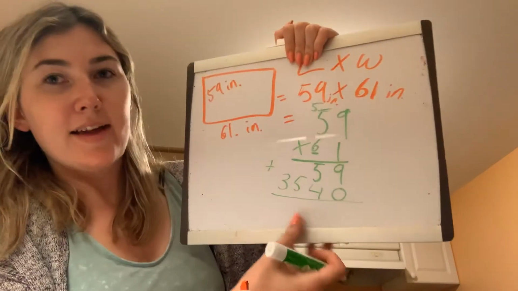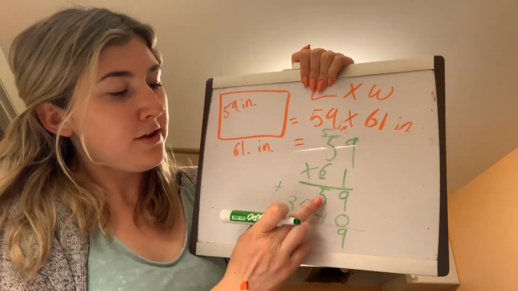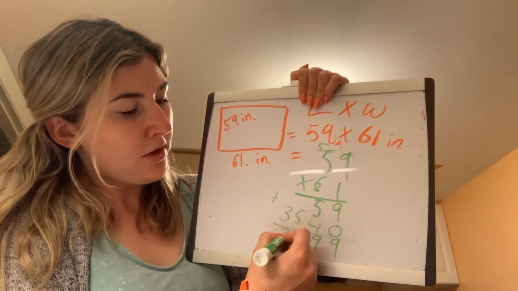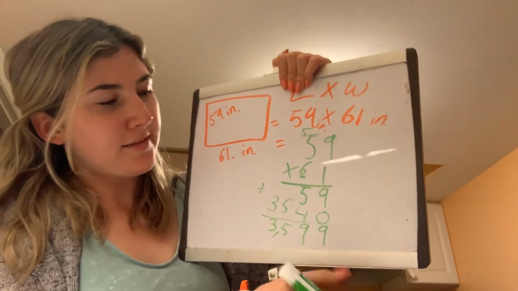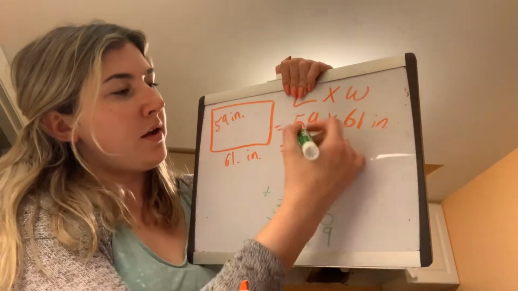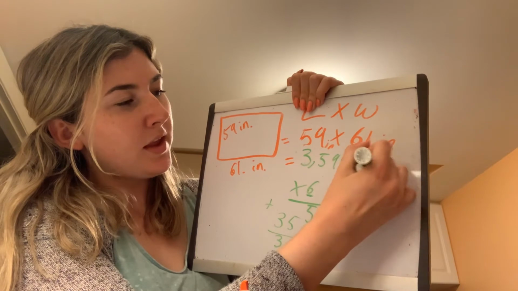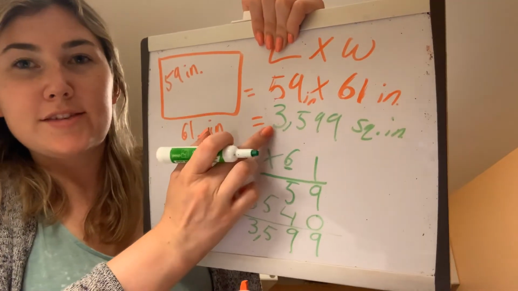So now we can add these numbers up. We have 9 plus 0, which will give us 9. 5 plus 4 will give us 9. And then 35. So our answer is 3,599. So now I'll just rewrite this at the top here and make sure we're including our units of measurement and that we're including square inches when we've solved for our answer. Now you can pause this video and do B on your own.